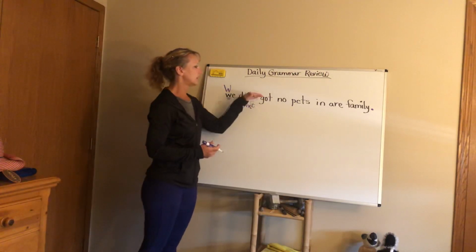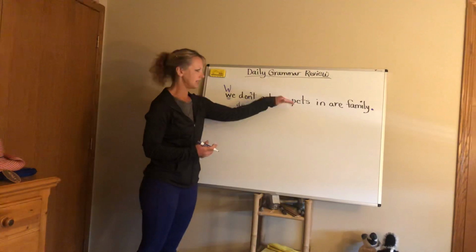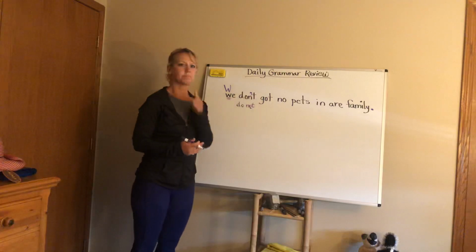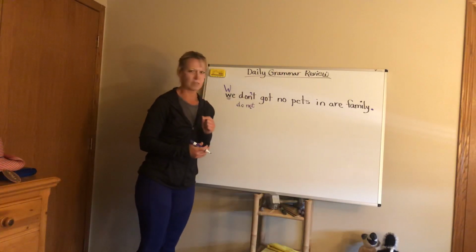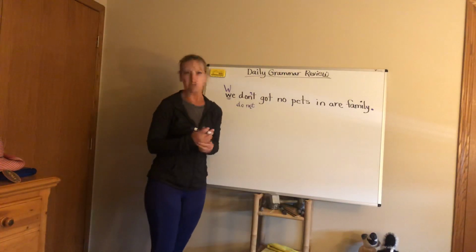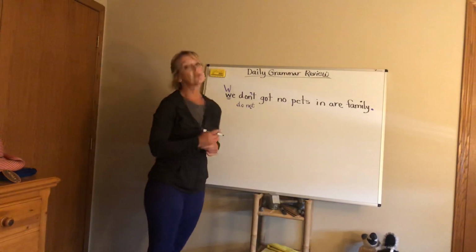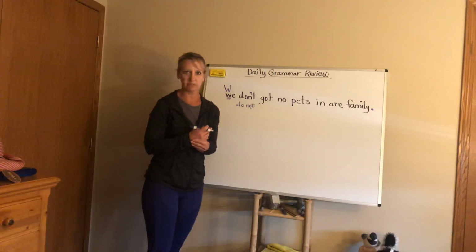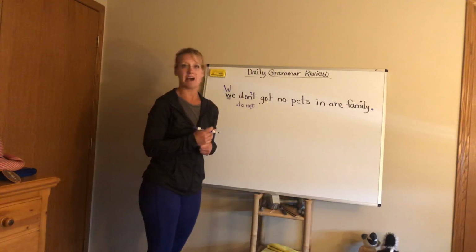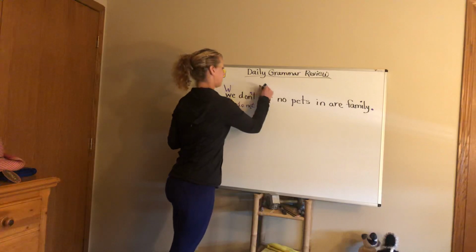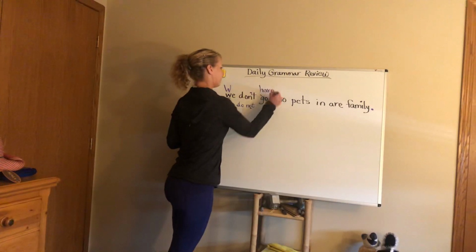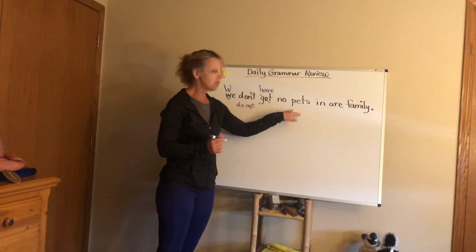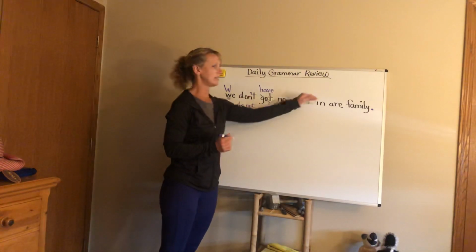We don't got no pets in our family. We don't got. That doesn't sound real great. That is improper grammar. It's poor grammar. So instead of using the word got, we're going to change it to a different helping verb, and we're going to change it to the word have. We don't have no pets. We don't have no pets in our family.